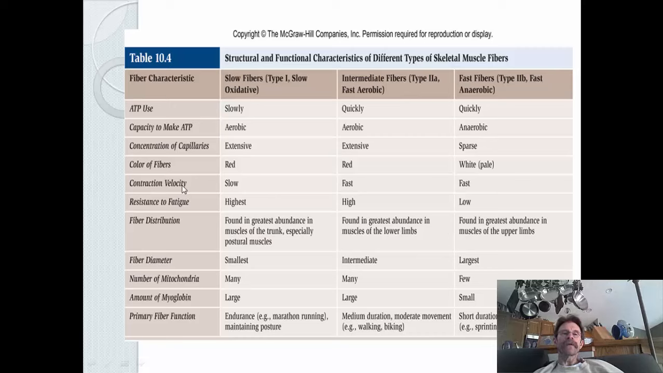So which do you think would contract fastest? Here's another area. This is for sure going to be the slowest. This would be fast, but not as fast as the fast types.